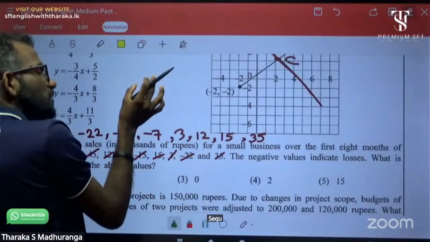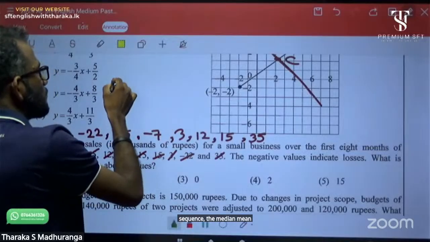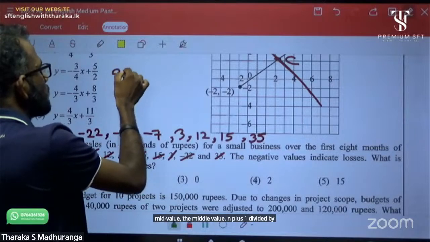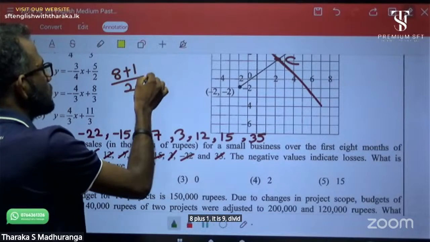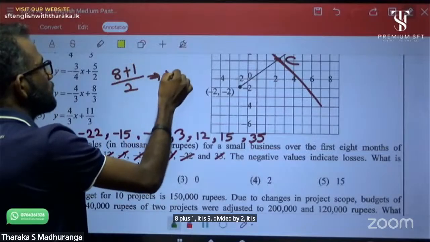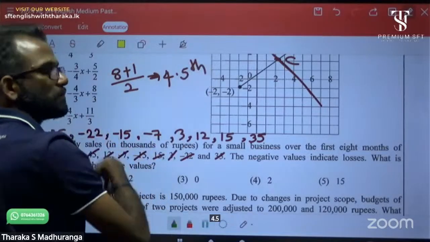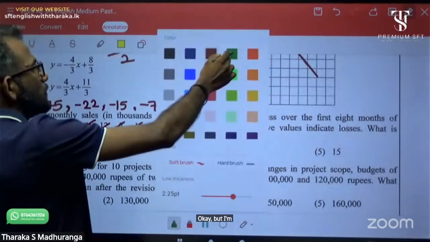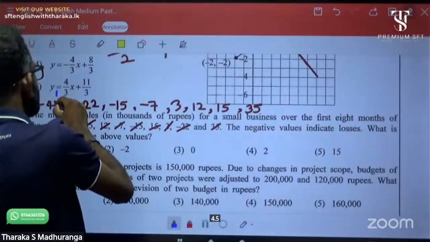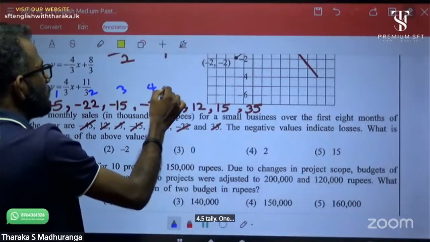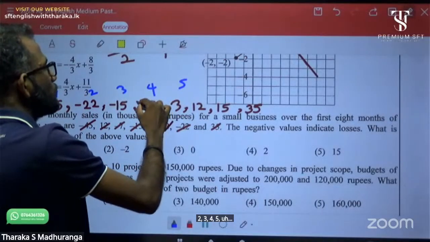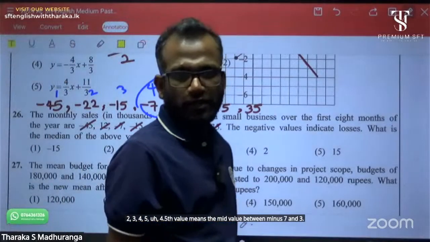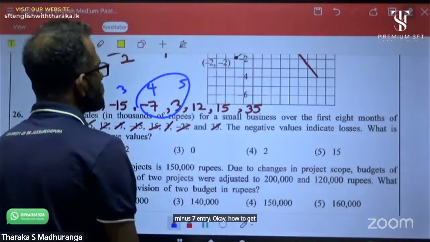Now, how to get the median of any sequence? The median means mid value, the middle value, n plus 1 divided by 2. N plus 1 means 8 plus 1, it is 9 divided by 2. It is 4.5th value. Okay, but under 4.5th value, 1, 2, 3, 4, 5. 4.5th value means the mid value between -7 and 3. -7 and 3.